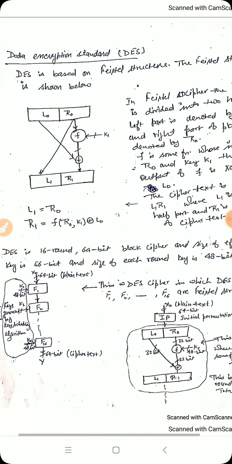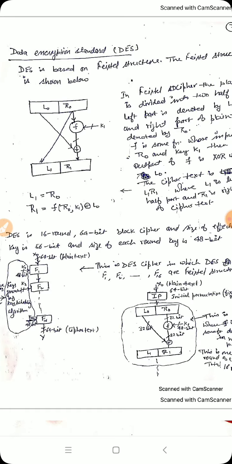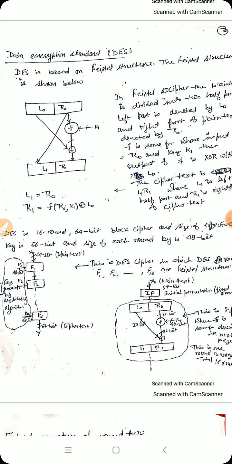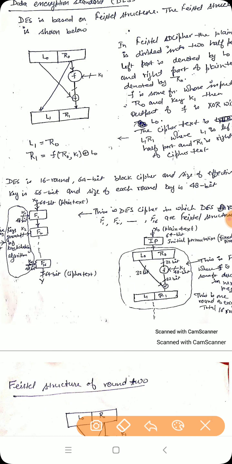So now come to the DES block cipher. A DES block cipher is a Feistel cipher, or a Feistel structure. A Feistel structure is shown in this figure. This is the Feistel structure. In the Feistel structure, the plain text block is divided into two half parts, L0 and R0.